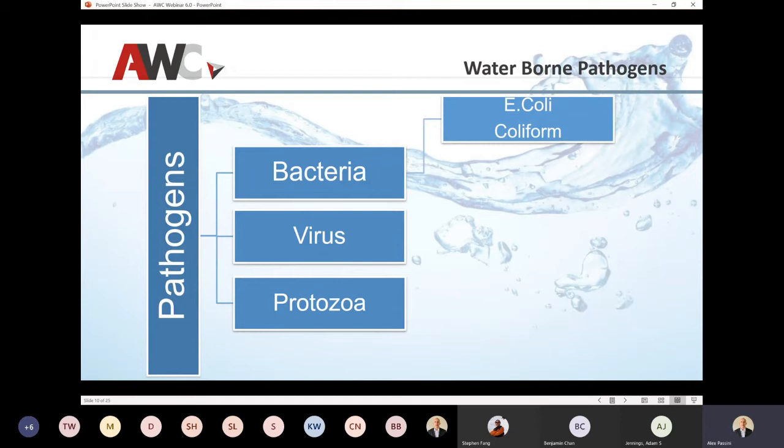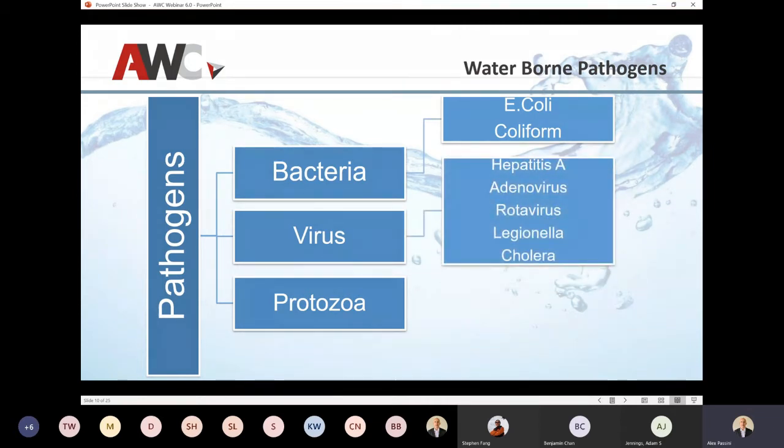When it comes to bacteria, we're going to go after E. coli and coliform. These are very common, and these are primarily waterborne pathogens that you're going to see in the water. On the viruses front, you'll see that we have hepatitis A, adenovirus, rotavirus, legionella, and cholera. Adenovirus is pronounced either way; you're going to see it both out there.